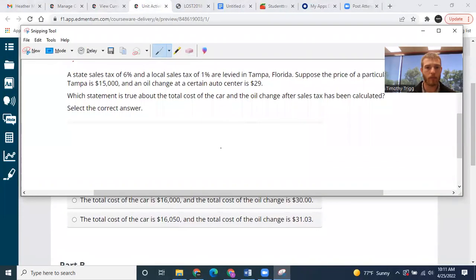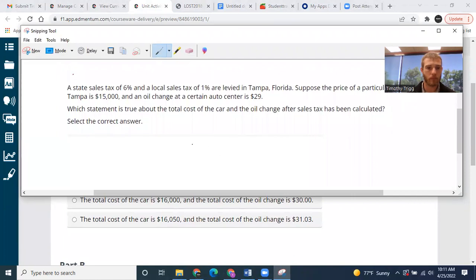And if you take a look, let's just add these taxes together. So that's going to be a 6% state sales tax and a 1% local sales tax. So in total, that's a 7% sales tax in Tampa, Florida. If I want that as a decimal, which I do, it's going to be 0.07. And we're going to multiply 0.07 times however much you spent on the car.